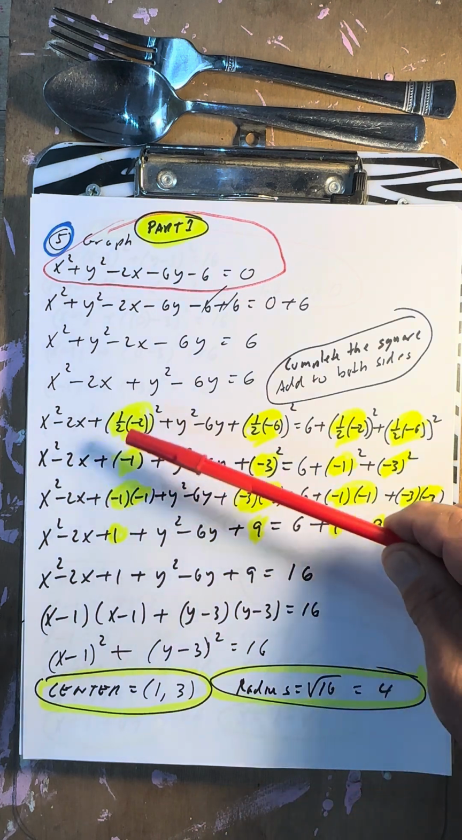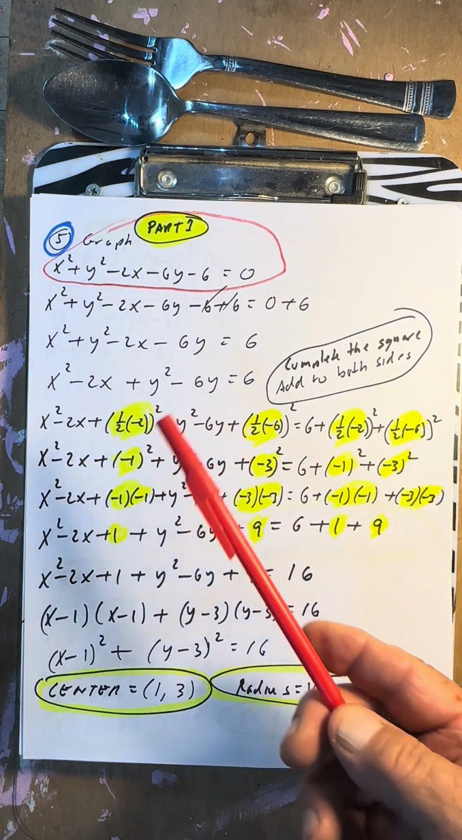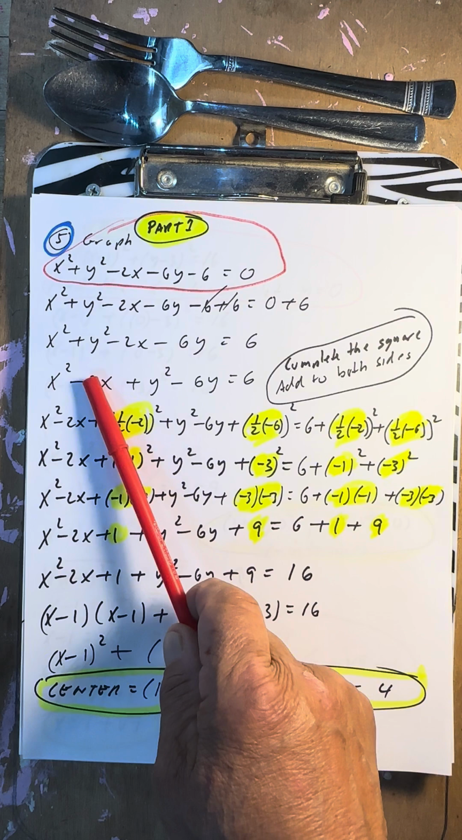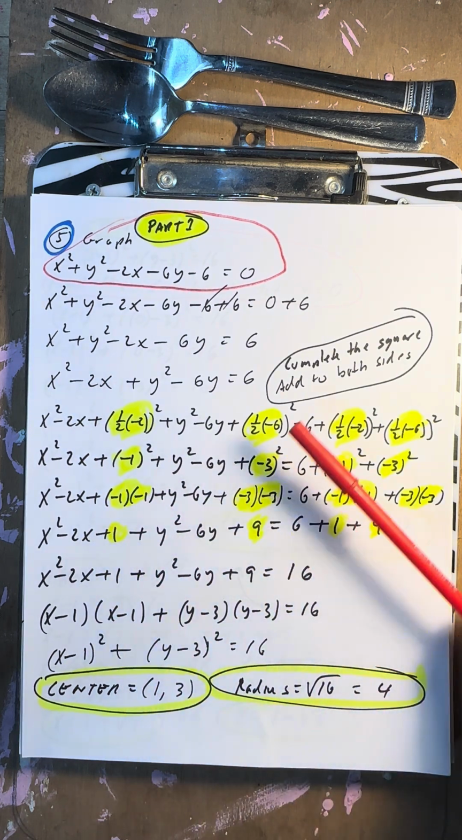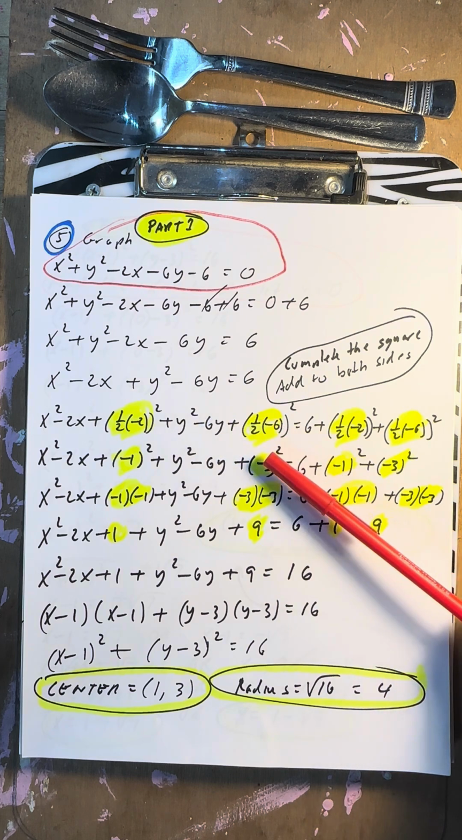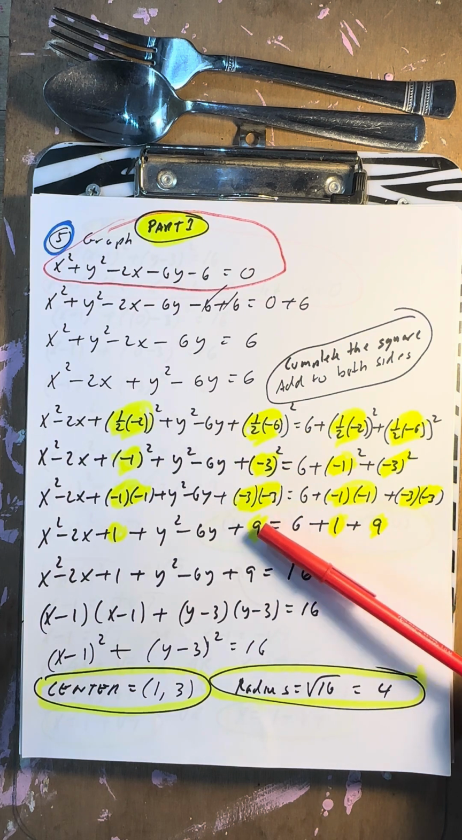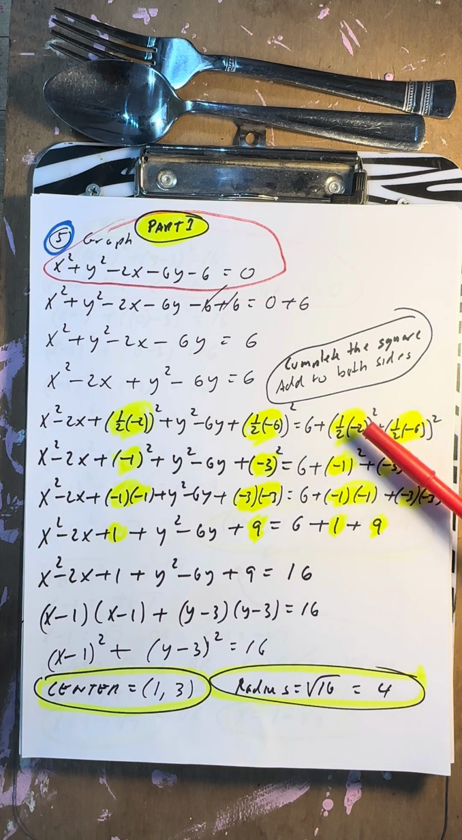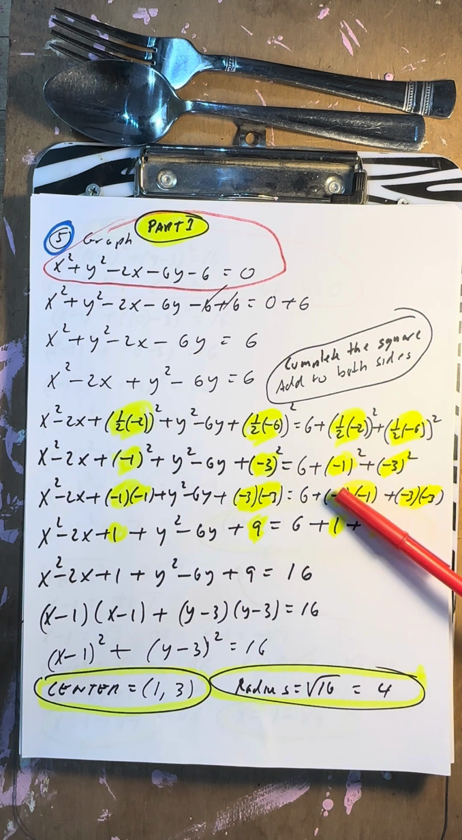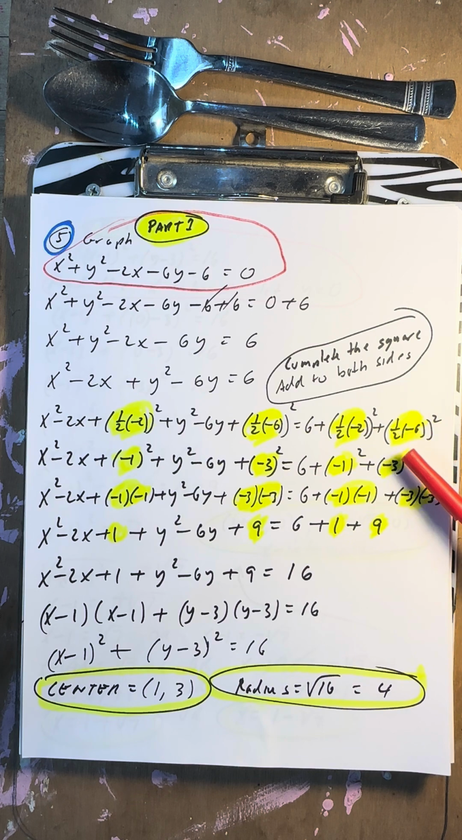Now, to complete the square in this, we have 1/2 of negative 2. It's going to be negative 1. Negative 1 times negative 1 is 1. 1/2 of negative 6 is right here. It's going to give you negative 3. Negative 3 times negative 3 is 9. So now we have 1 and 9 there. Also, do it to the other side to keep it equal. So 1/2 of negative 2 is negative 1. Negative 1 times negative 1 is 1. And again, 1/2 of negative 6 is negative 3. Negative 3 times negative 3 is 9.